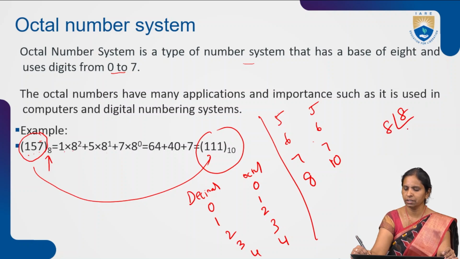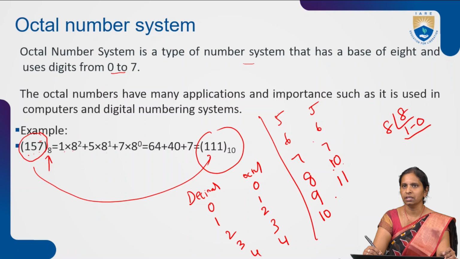How do you get this? 8 ones are 8 and the remainder is 0. Therefore, the number here is 1, 0. Similarly, the number 9 in the decimal number system is 1, 1 in the octal number system. The number 10 in decimal is 12 in octal, and the number 11 in decimal is 13 in octal.